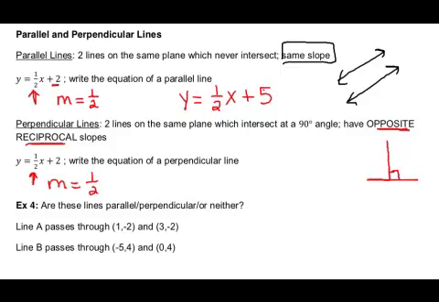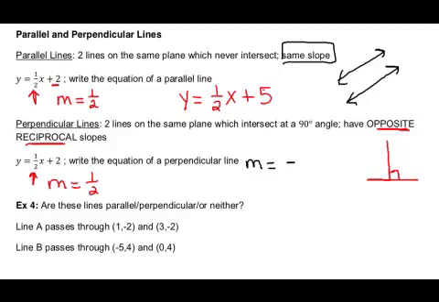So if we are going to write an equation of a line that is perpendicular, we want a slope that is the opposite reciprocal. So opposite refers to the sign. So if we have a positive slope to start out with, the opposite of that would be a negative. If we start out with a negative, the opposite of that would be a positive. So the slope of our perpendicular line is going to be negative, since our beginning slope is positive, and we want the reciprocal.